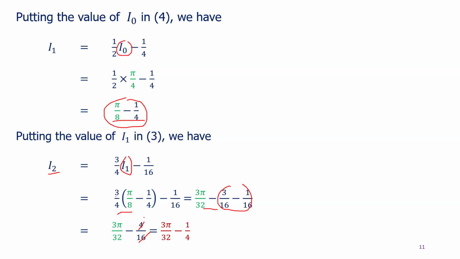Then the final answer is the value of I_2. The value of I_2 is equal to 3 pi upon 32 minus 1 by 4. This is the final answer.